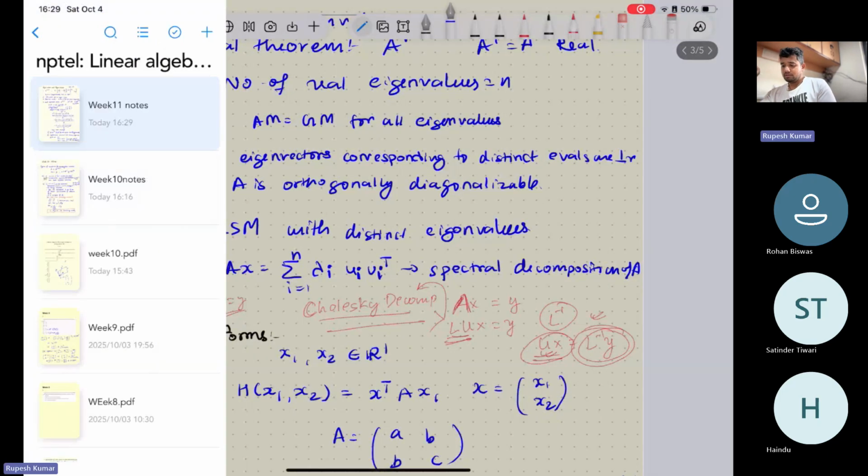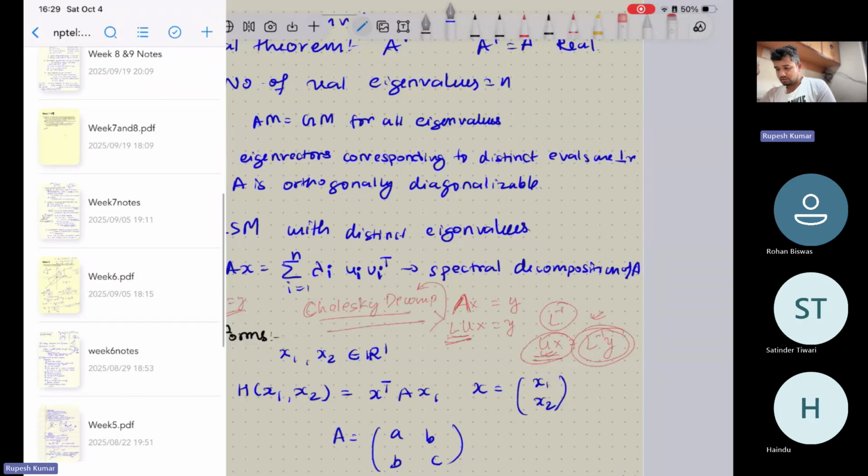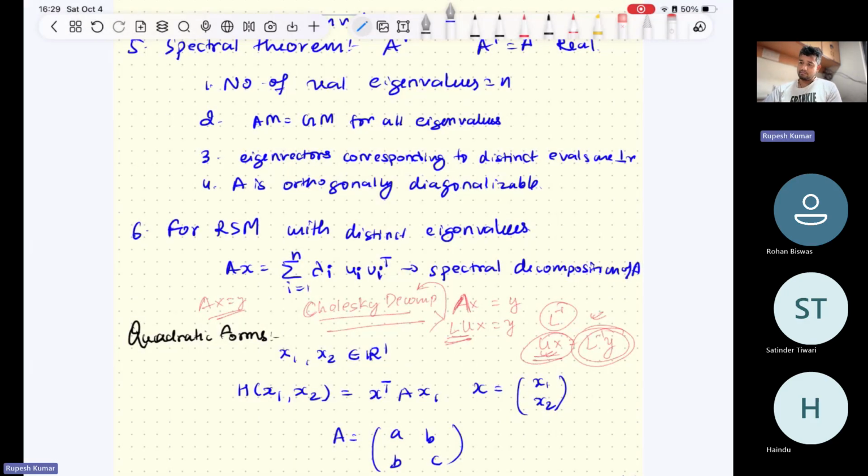Right. So now this was all that was covered till week 11. So let's solve a few problems on the week 11 session, and then we can end the session, right?